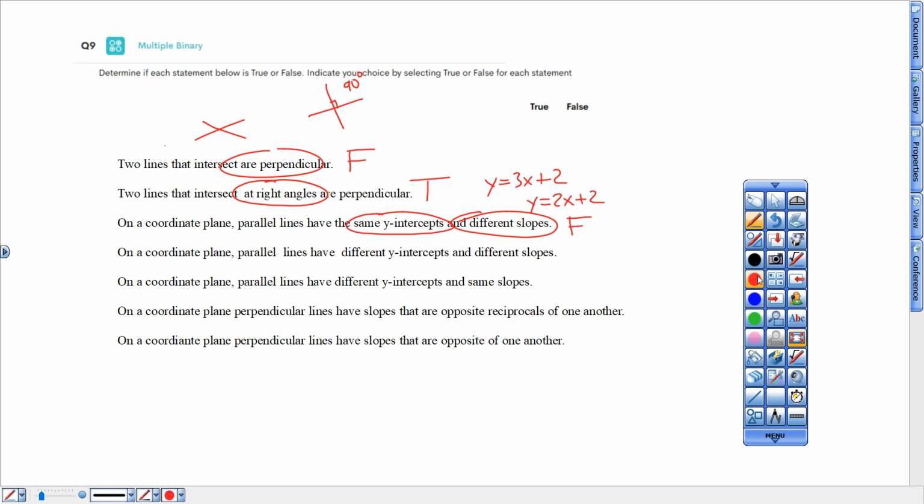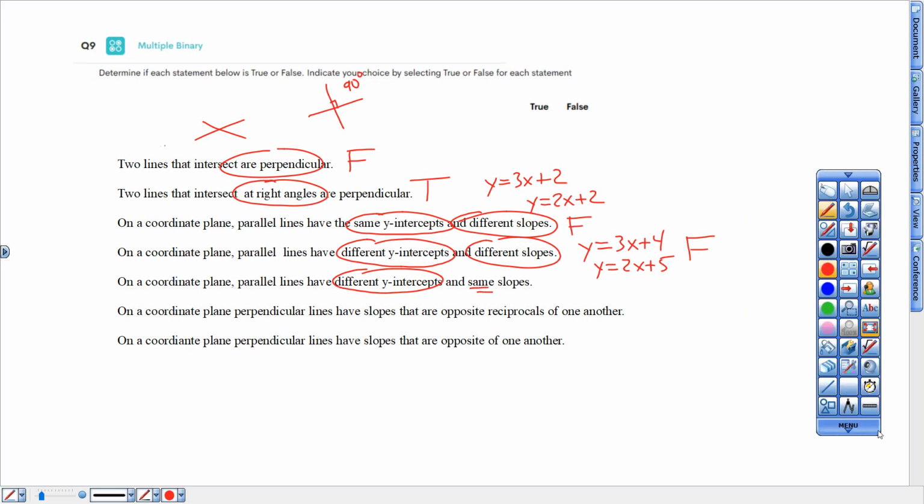All right, next one. Different y-intercepts and different slopes. So that would be something like 3x plus 4 and another one 2x plus 5. Are those parallel? And again, that is for sure false. Last one. Different y-intercepts and same slopes. So that would be something like y equals 4x plus 3, and then another y equals 4x plus 5. So again, same slopes, but different y-intercepts. That makes this one true.